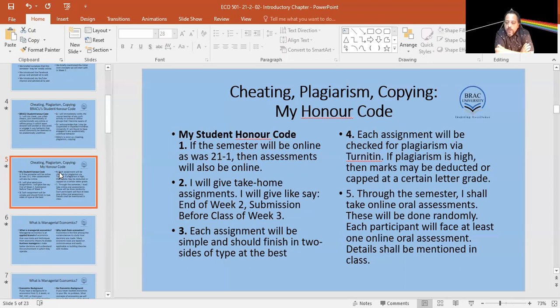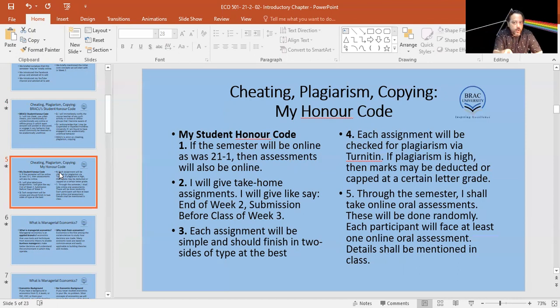Through the semester, point number 5, I shall take online oral assessments. They will be done randomly. That means if our class is, say, 50, this week I may say that I'm going to take oral assessment of 10. The next week I may take oral assessment of the next 10 slot. So over the semester, I will try that everybody is assessed at least 2 times orally.